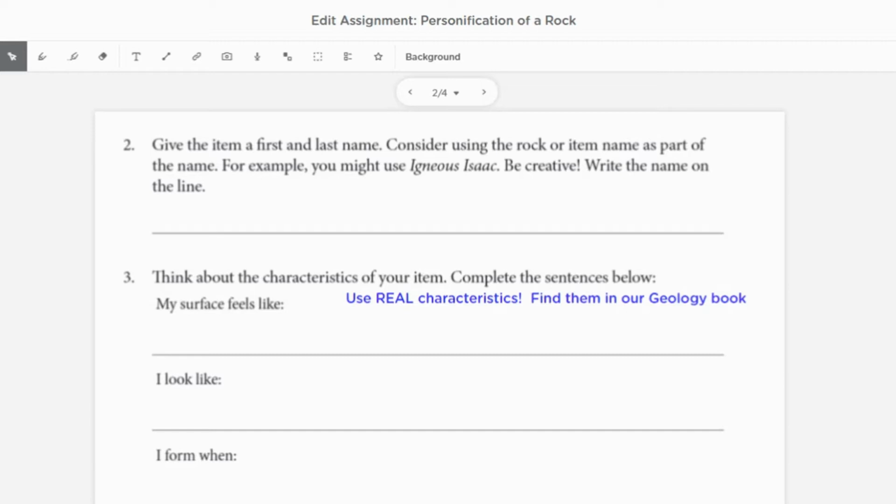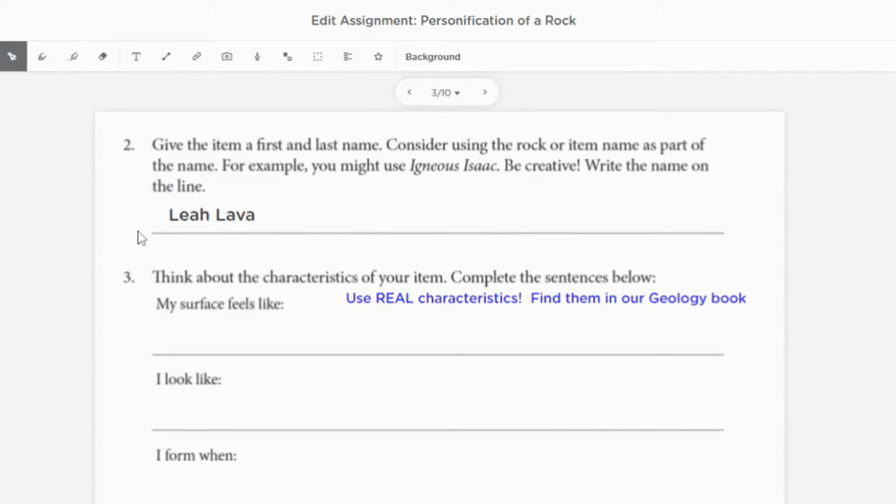Now, you already watched a video over personification, and you know that personification means to give human characteristics to something that is not human. So the very first thing that we're going to do with our personification of our rock is give our rock a first and last name. Consider using the rock item or the rock name as part of your name. For example, Igneous Isaac. This is the time to be creative. And then write the name that you chose for your rock on this line.